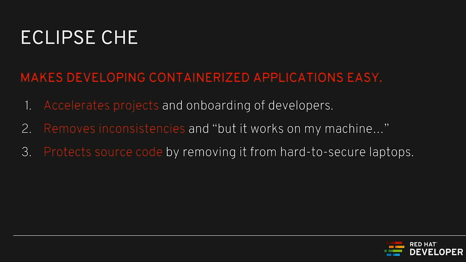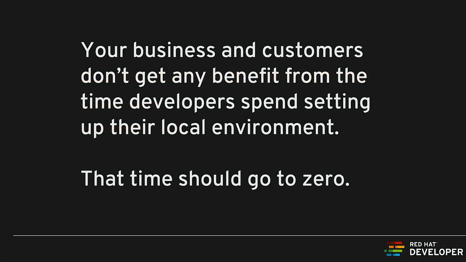We remove inconsistencies by defining what goes into a developer workspace as being the same as what will go into the production workspace. You don't have this, oh, I'm using version 1.12 of that library, it works for me, but in production we have 1.9 and there's an API incompatibility, right? That's gone. And it protects the source code. We don't have multiple copies of source code, some of which is committed, some of which is not committed, going around on people's laptops. Source code is moved to Git repositories and developer workspaces that you're managing on your container orchestration platform. So you don't get any benefit from developers spending time to set up their environment. That time should go to 0.